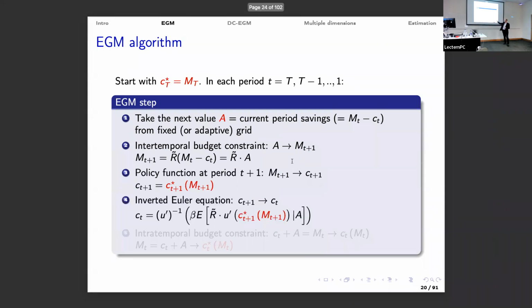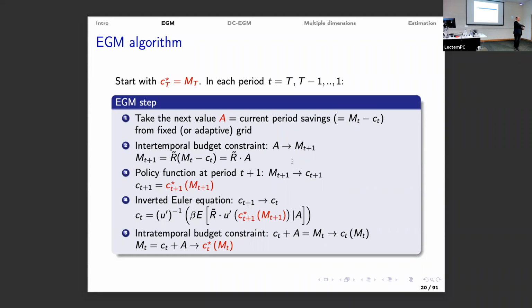And then, using the Euler equation or the inverted version of the Euler equation, I can make a link from the optimal level of consumption tomorrow to the optimal level of consumption today. That, together with A, gives me my points in the state space, my wealth today, to which the computed level of consumption is optimal according to the first order condition. And so by going through a list of A's, I can construct many different optimal levels of consumption corresponding to many different levels of wealth in this period.